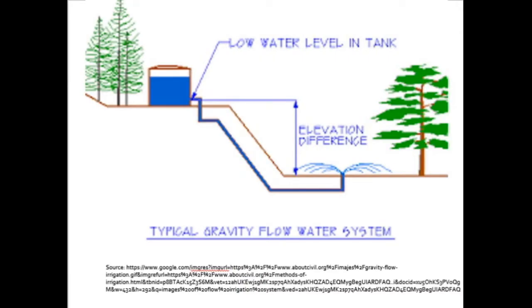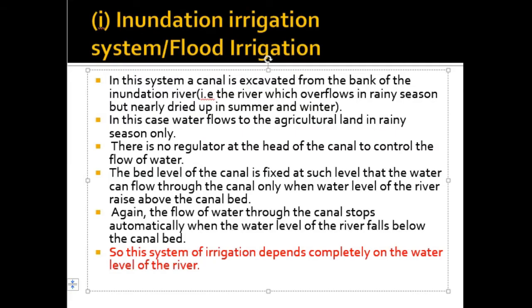Now, second is our flow irrigation system, and in this system, water flows under gravitational pull through the artificial canal towards the agricultural land. And in this system, the head of the canal should always be at a higher elevation than the land to be irrigated. The following are the different systems of flow irrigation.